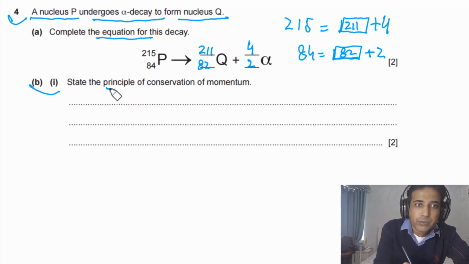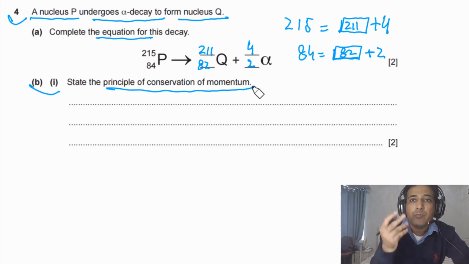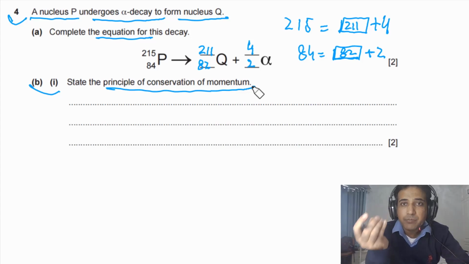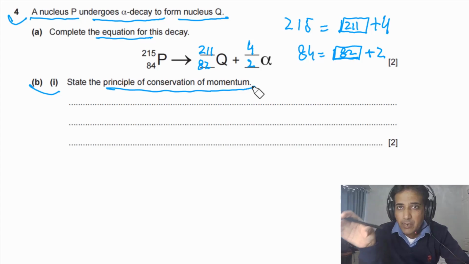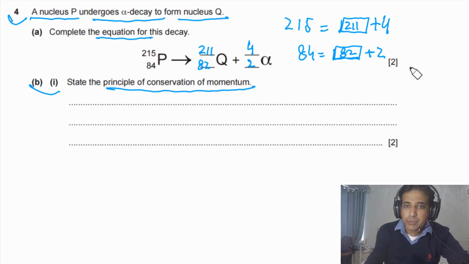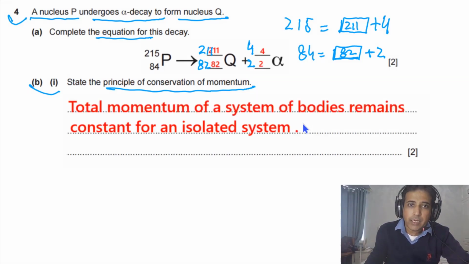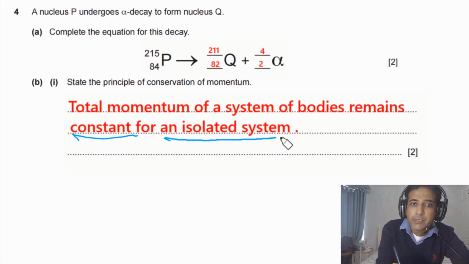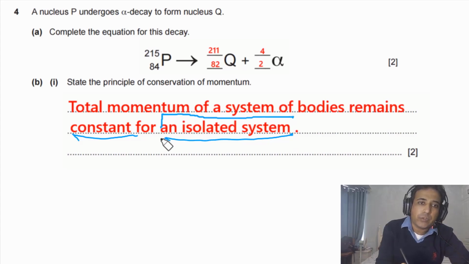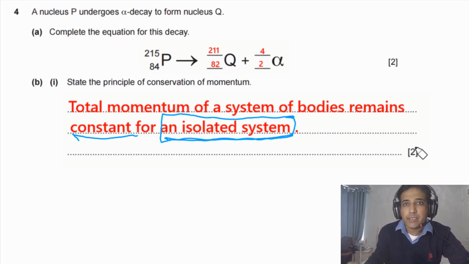For part B1, we need to state the principle of conservation of momentum. The principle of conservation of momentum simply tells us the total momentum before collision has to be equal to the total momentum after collision for any isolated system. This is how you need to state it. In the answer you can simply say the total momentum of a system of bodies remains constant for an isolated system. This is very important. You have to say for an isolated system, otherwise you will not get 2 marks.